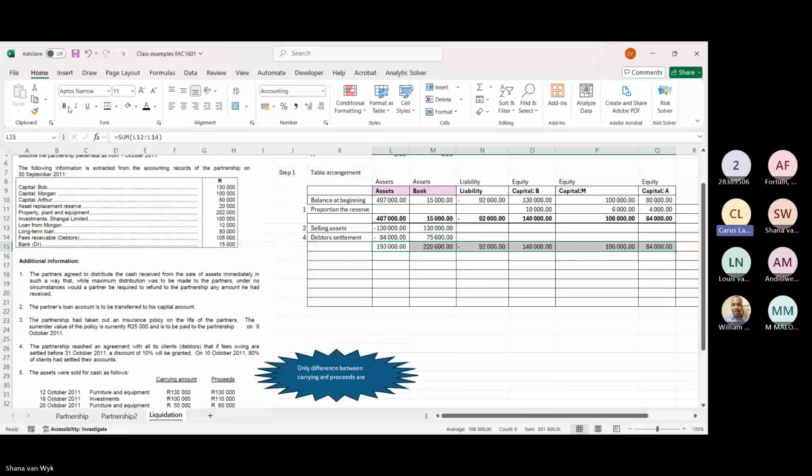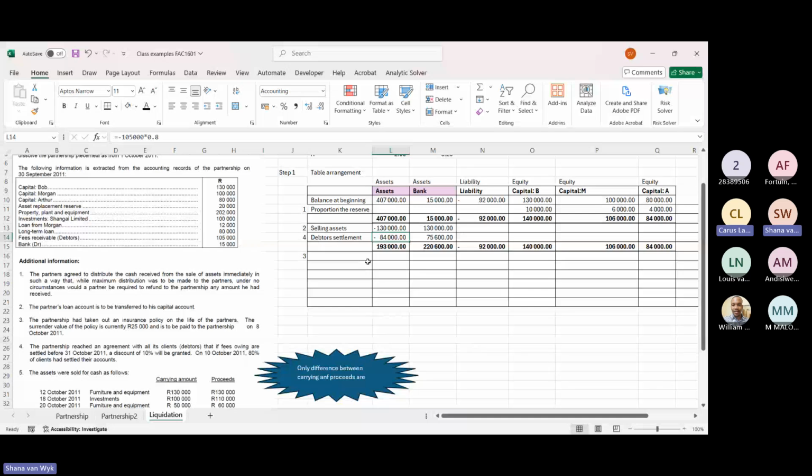Yes, just a quick question. Do we make an assumption that all the debtors will settle their accounts? Because the condition says if agreement with all its debtors are agreed, then a discount of 10% will be granted. On the 10th of October, 80% of clients had settled their accounts. So I assume then obviously the remainder will settle their accounts. So the 10% does apply.